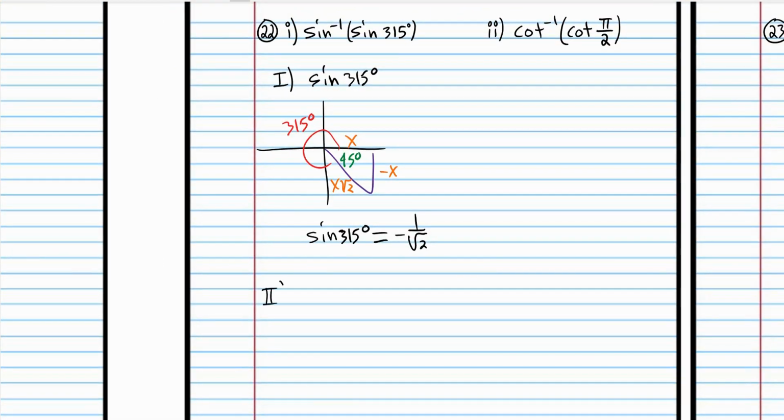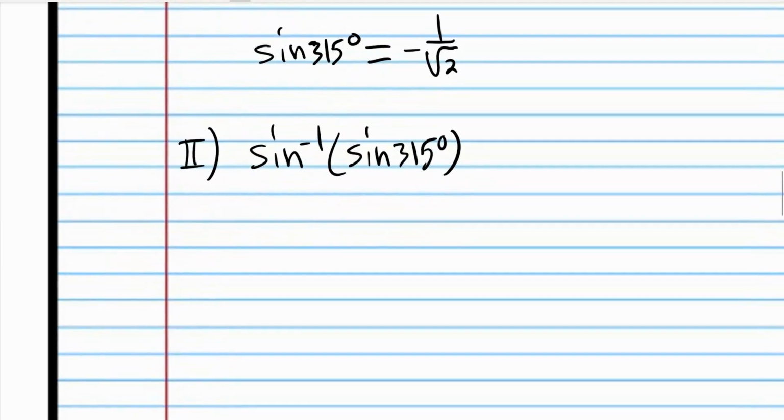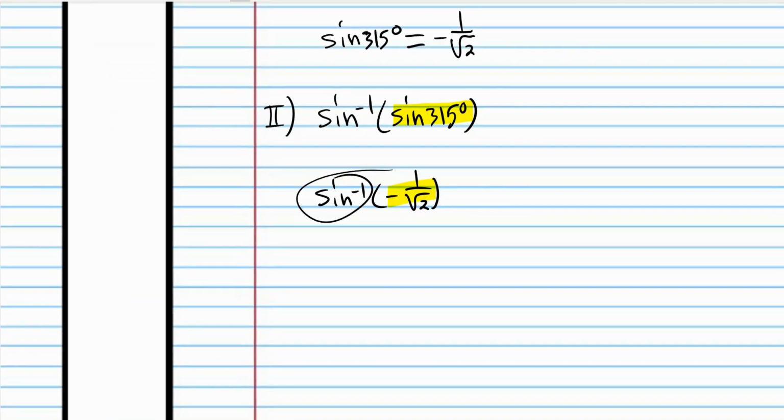Okay, so now we go on to the second part of the problem. We're going to find sine inverse of sine 315 degrees. Now we just found that sine 315 degrees is negative 1 over root 2. So now we proceed from there. Now this is notation signifying an angle. But what angle are we looking for? So we're going to have to set that equal to theta. And then translate to a different form.